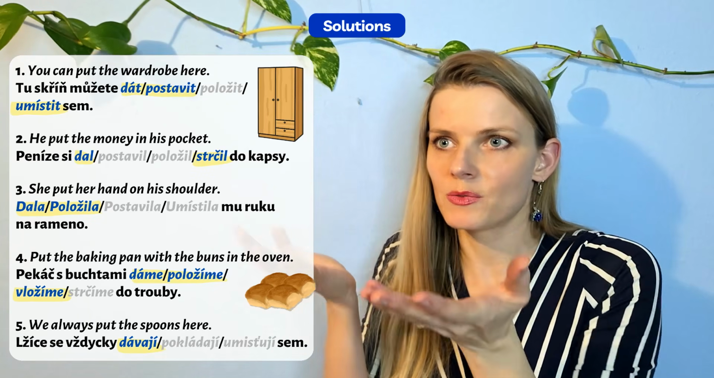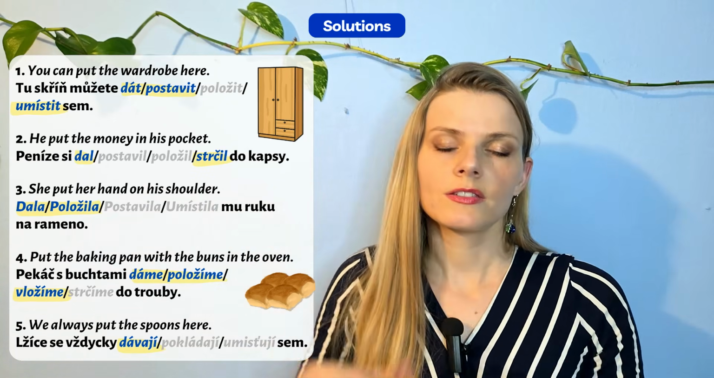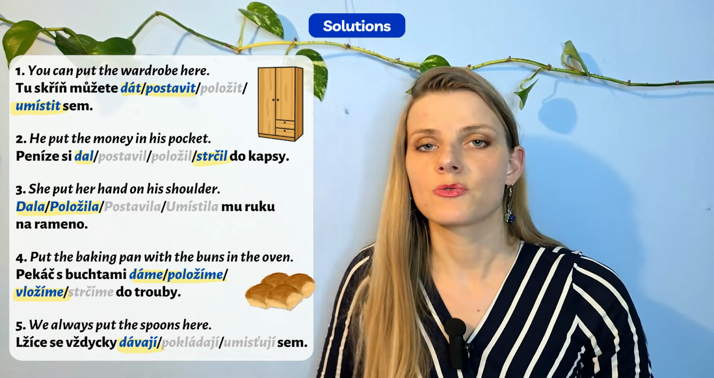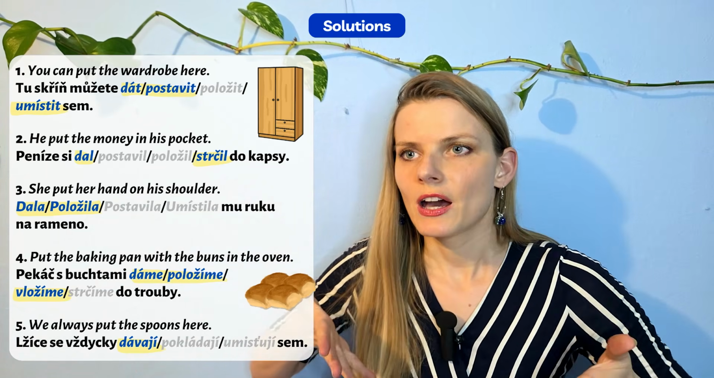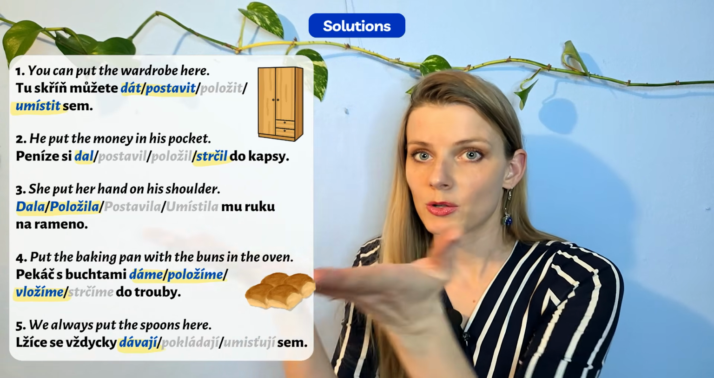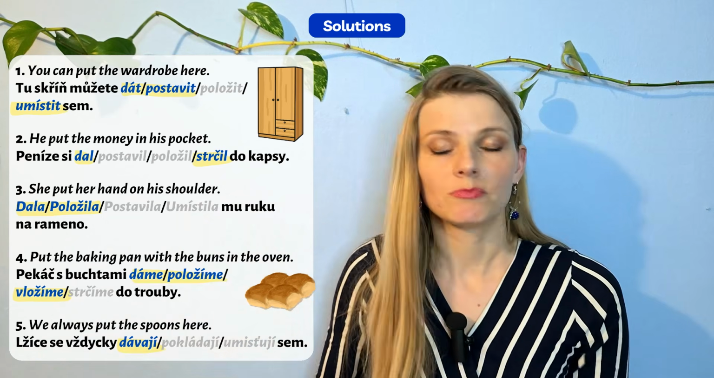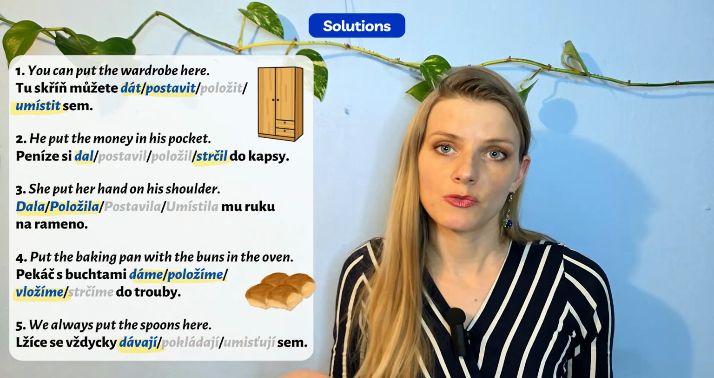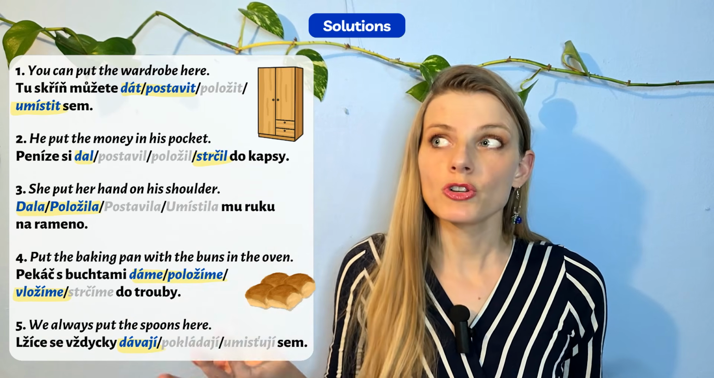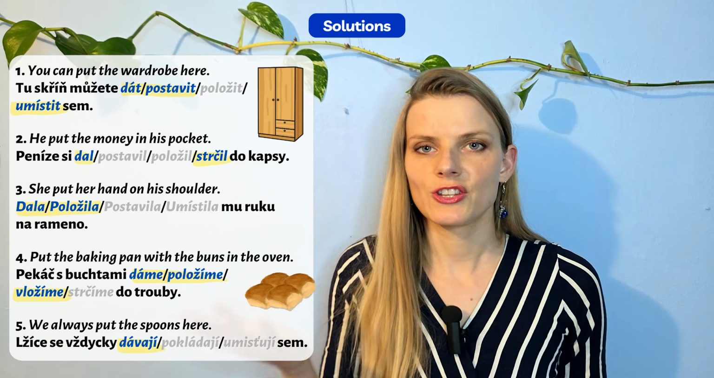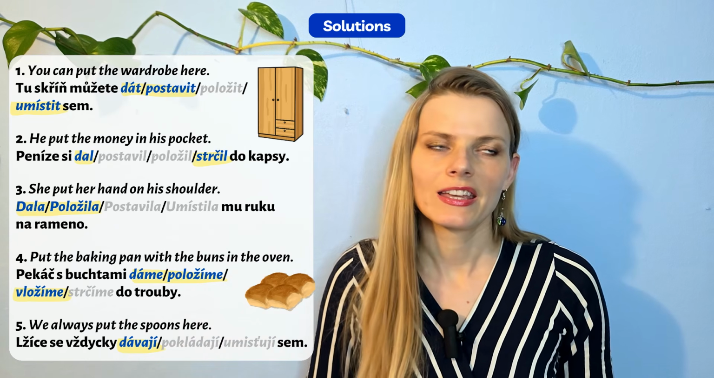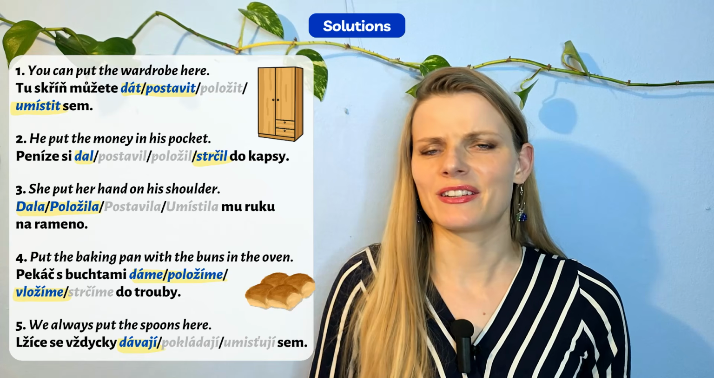Číslo 4. Put the baking pan with the buns in the oven. This is a recipe, so we use the imperative in Czech. Pekáč s buchtami dáme do trouby. Perfect. Vložíme do trouby. Also perfect. If we need it to sound more formal, like in a recipe. Položíme do trouby is not bad. Strčíme do trouby. Yes, but that would be very, very informal.